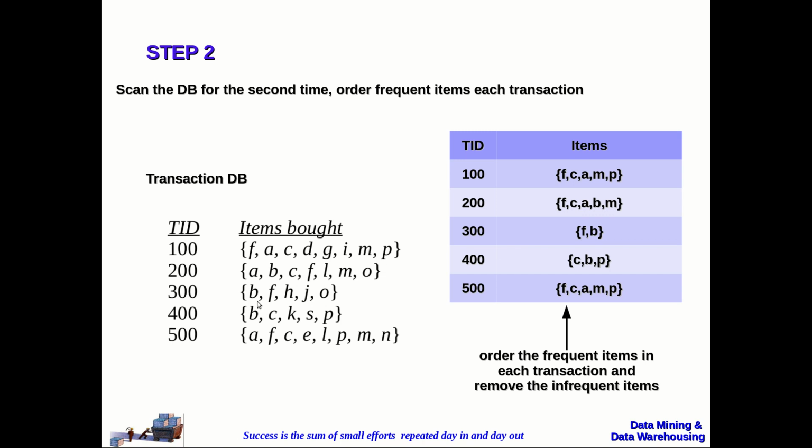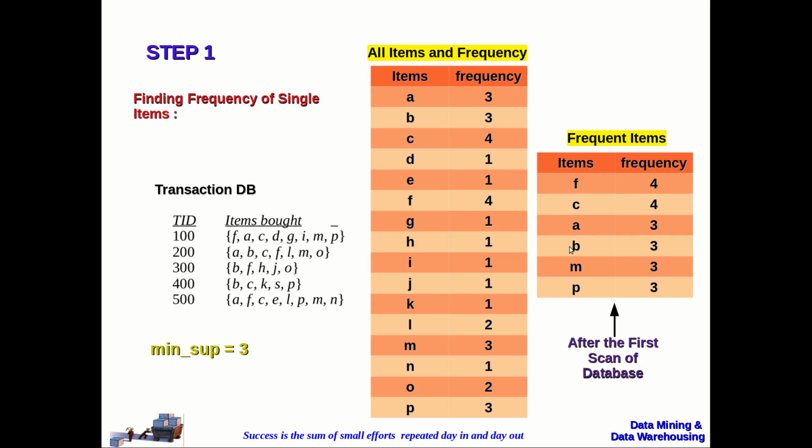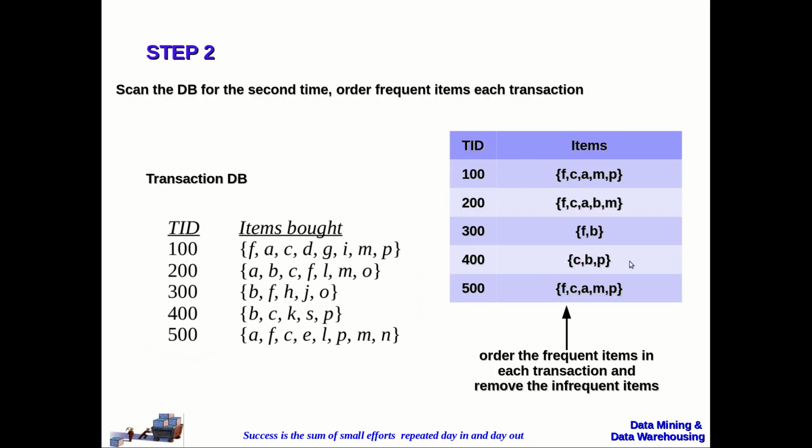Again here you have B, F, H, J, O. You have F and B alone as the frequent items. All these others are infrequent items, so ignore them. F has the highest frequency compared to B. F has 4, B has 3. So you write it like FB. In the same way here, B, C, P are the only frequent items, so write it like CBP. Then again here you have A, F, C, P, M. So write it like F, C, A, M, P.